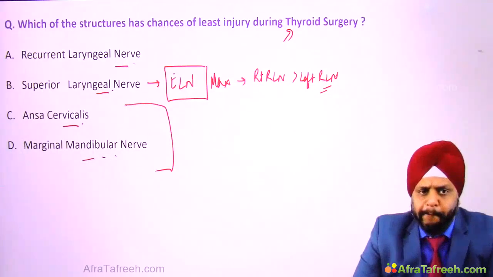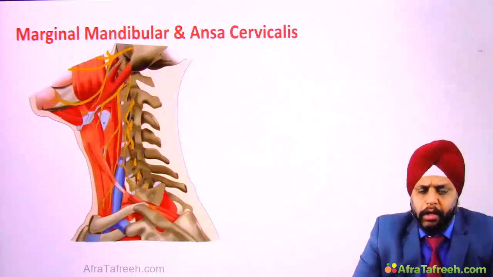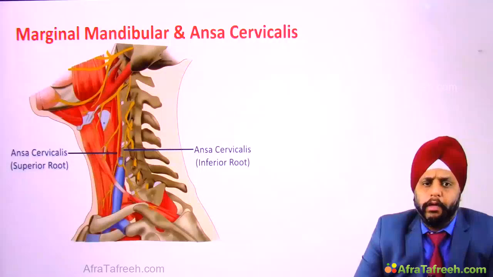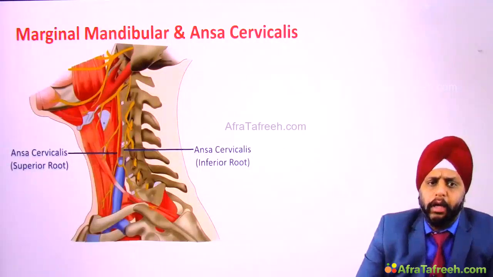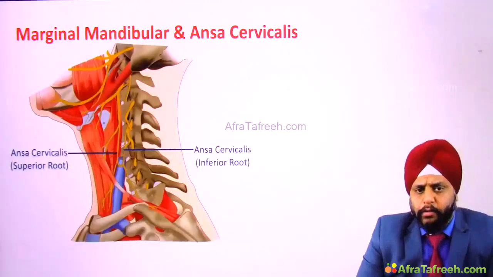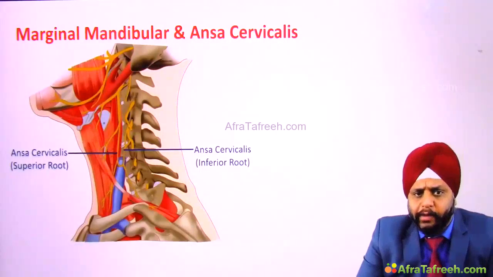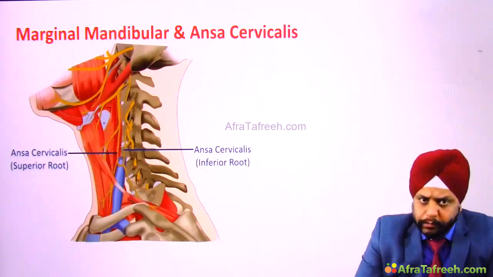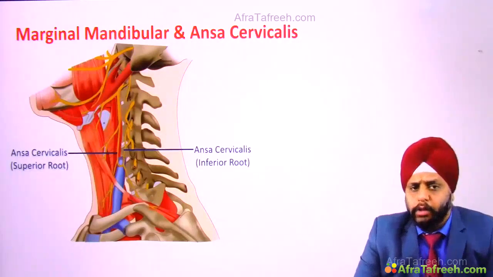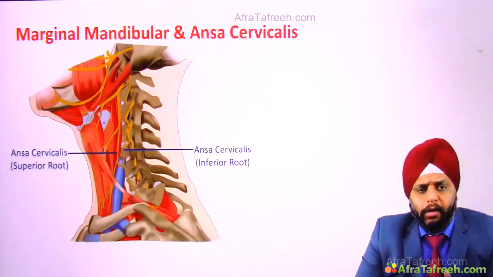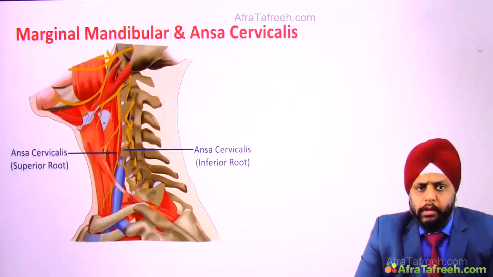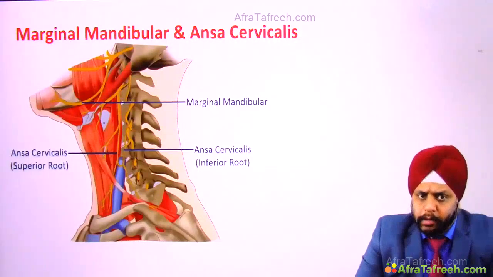Let's look at them. So you see over here in this diagram, you can see the ansa cervicalis. Now, ansa cervicalis is a group of nerves that arise from the cervical plexus, and this is also known as ansa hypoglossi. It is just superficial to the internal jugular vein in the carotid triangle. So you can see it is very near to the thyroid gland, and it can also be injured sometimes in the thyroid surgery.